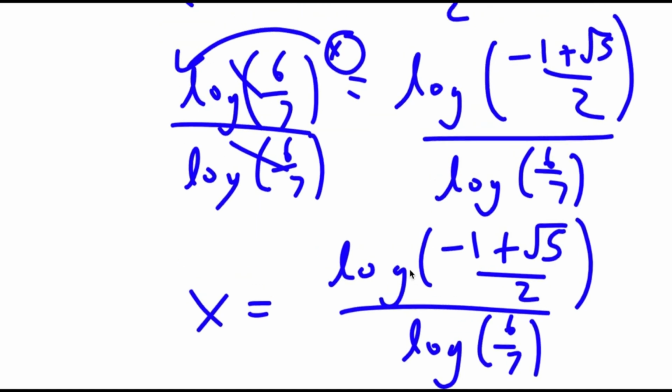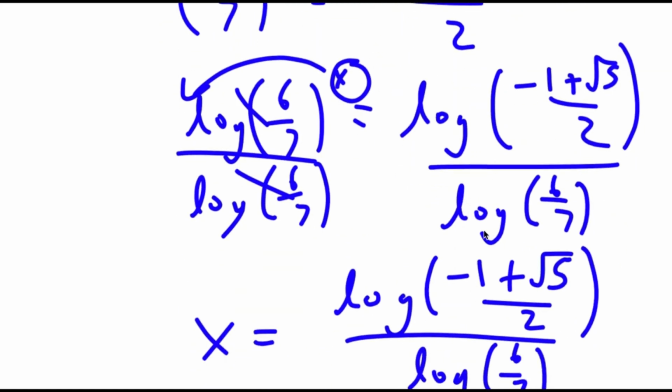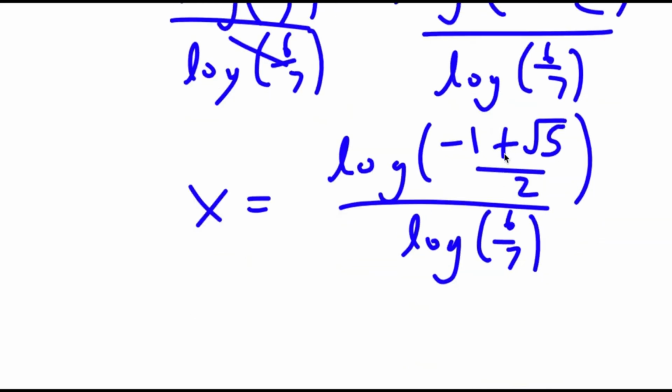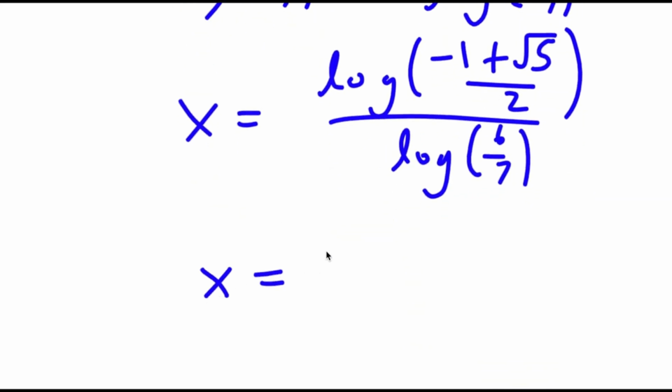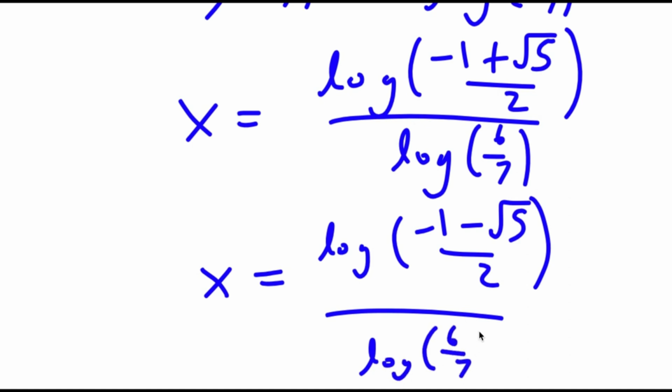Now, we can also do the same thing with negative 1 minus the square root of 5, but it would just be the same outcome, but instead of plus, this is going to be minus. So I also have x is equal to log of negative 1 minus the square root of 5 over 2, over log 6 over 7.